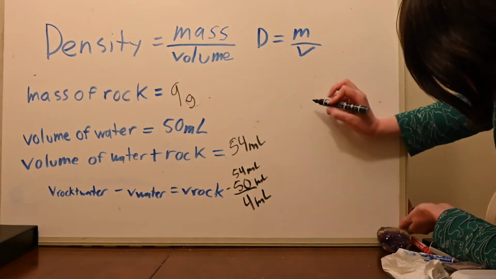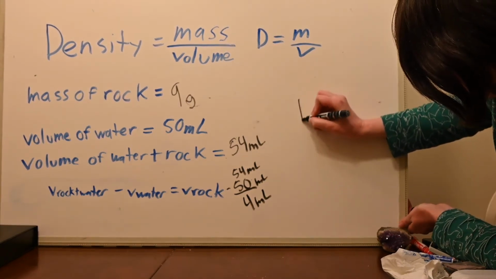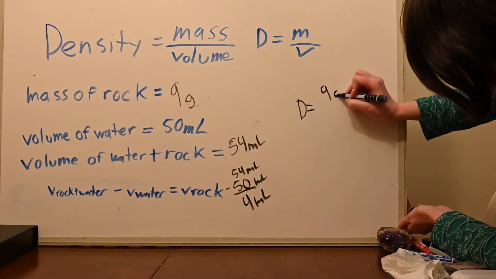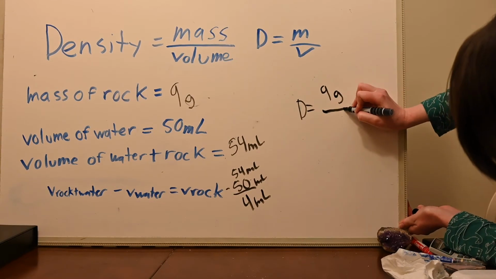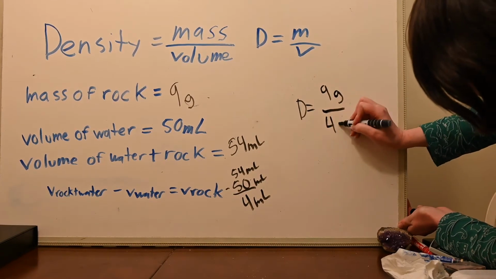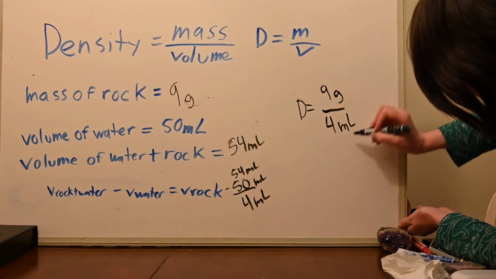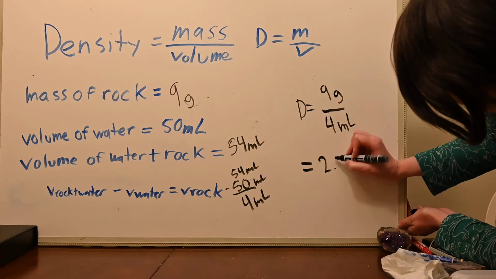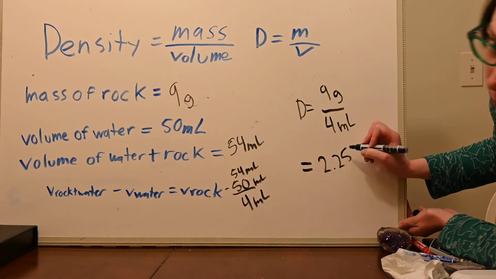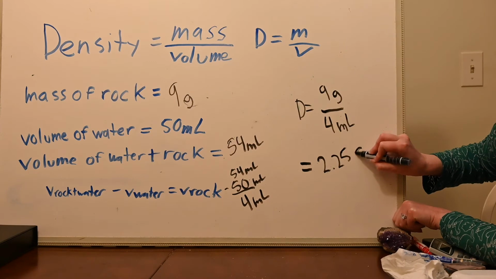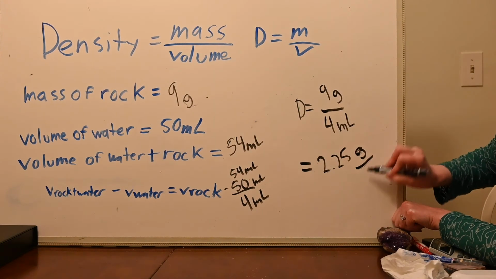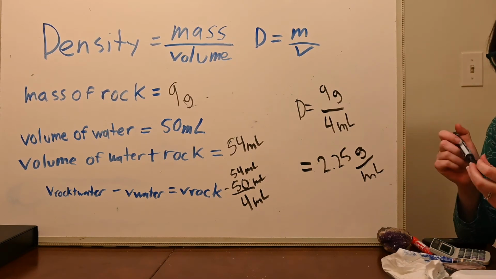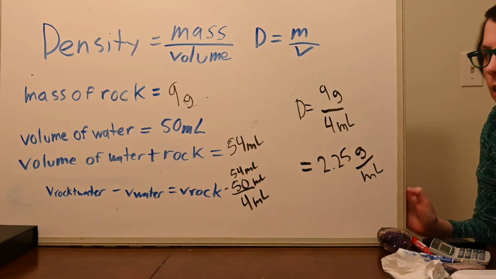So density equals 9 grams divided by 4 milliliters, and that equals 2.25 grams per milliliter. And every time you find density, you're doing the same thing.